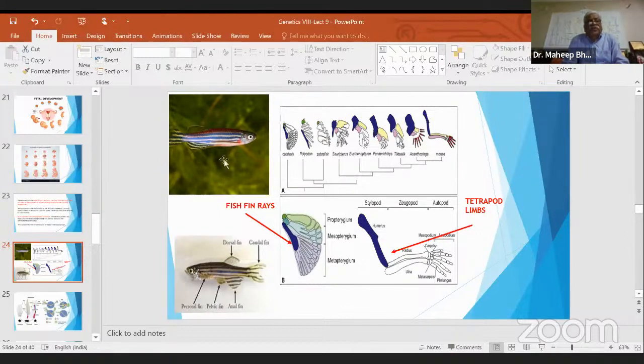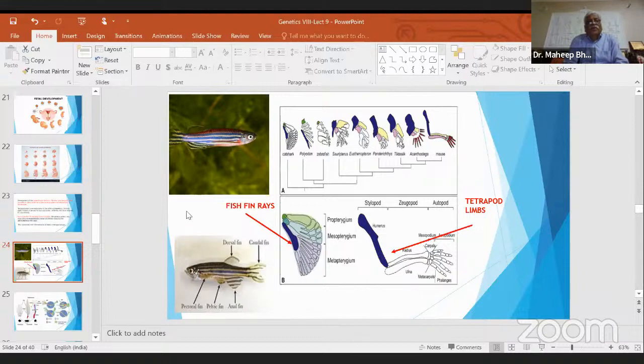If you see the endoskeleton of these fins, this is the first structure. And as I have written here, fish fin rays. So this is the first structure, which basically shows the internal bony structure of these fins.